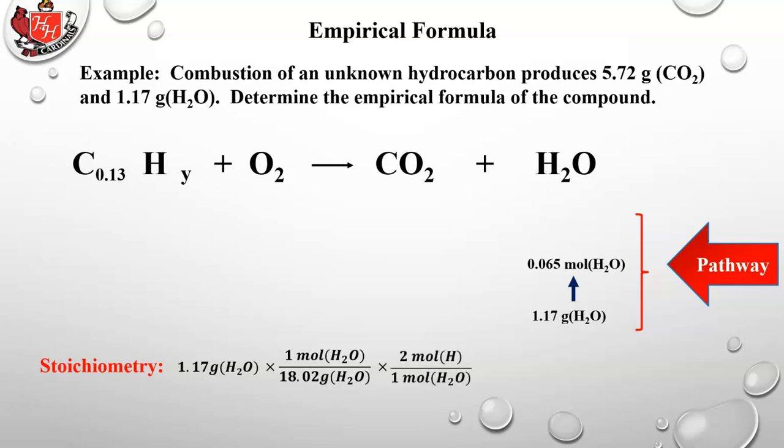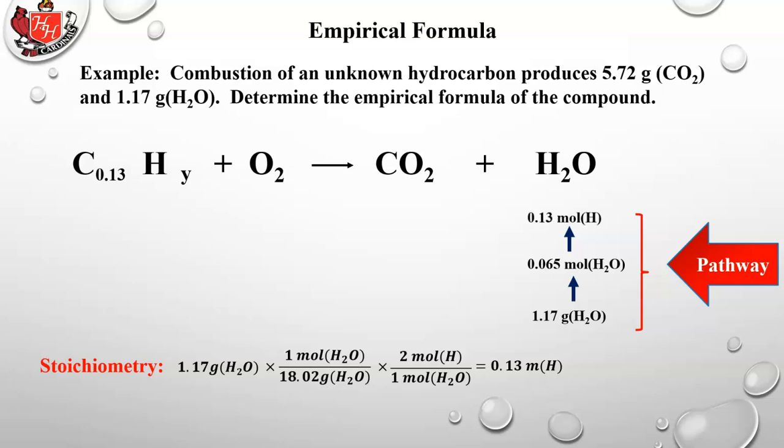Now we see that there's 2 moles of hydrogen in water. There's 2 moles of hydrogen for every 1 mole of H2O. Again, there's an implied 1 in front of the H2O. Okay, so there's 0.65 moles of H2O. And now you see in the stoichiometry below, it's 2 moles H for every 1 mole H2O, and that gives you 0.13 moles of H right there.